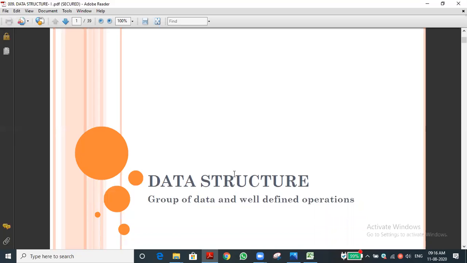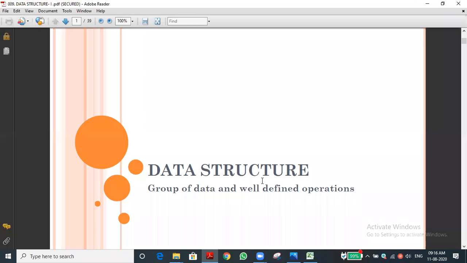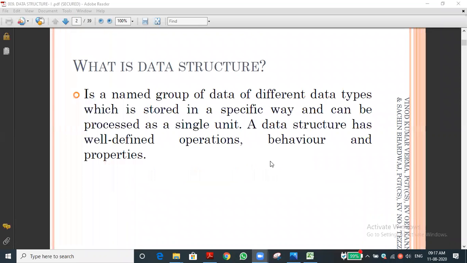You can see from the slide itself that a data structure is a group of data and well-defined operations. The data and its operations, how the data will act, is called a data structure. Let me see in detail. It is a named group of data of different data types which is stored in a specific way. For example, how to store a list?